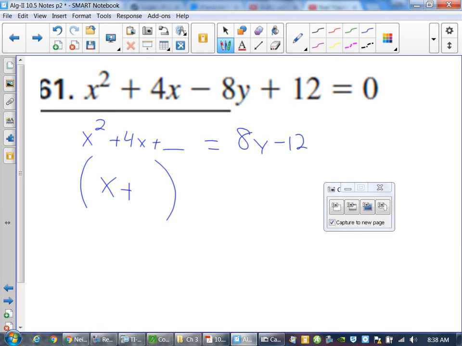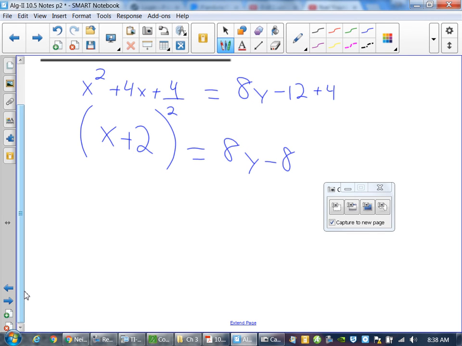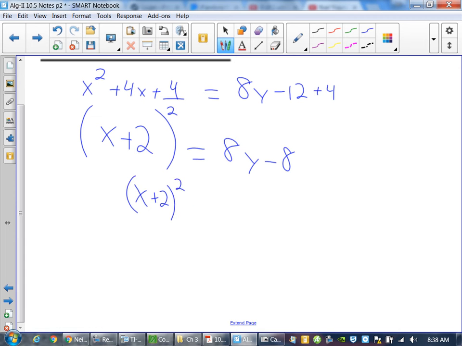What is half of 4? 2. What's 2 squared? So now we're going to get 8y minus 8 on the other side. Now, the generic form has quantity x minus h squared equals 4p quantity y minus k. So what do I have to take out of that to get a parentheses going? 8. So I get x plus 2 quantity squared equals 8, y minus 1.